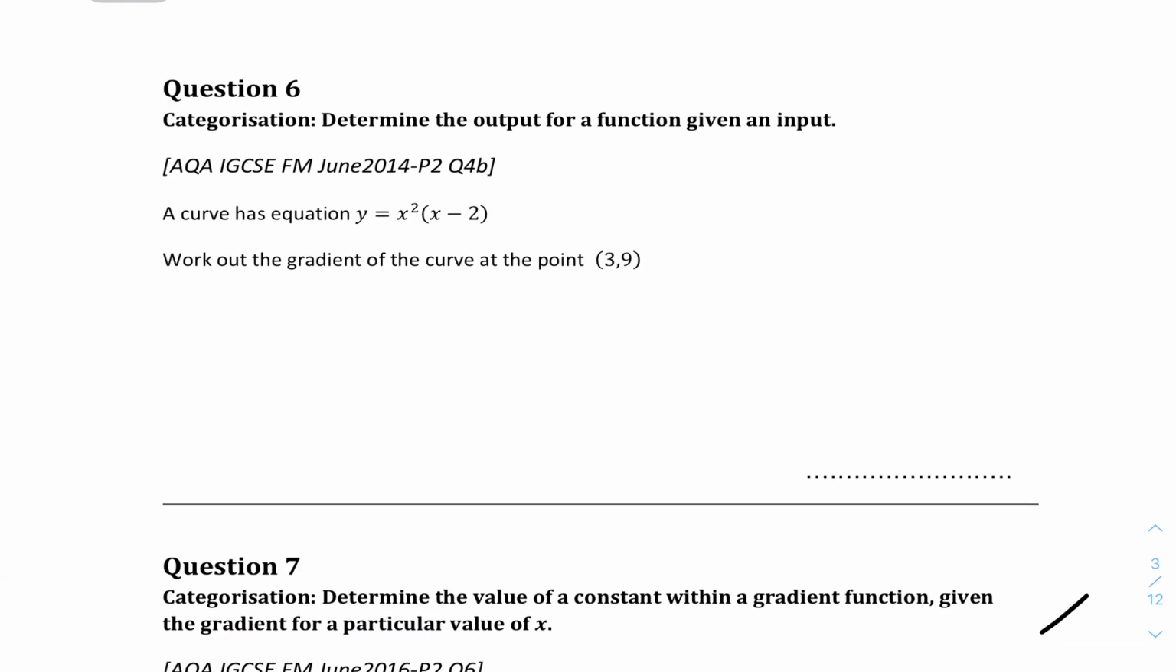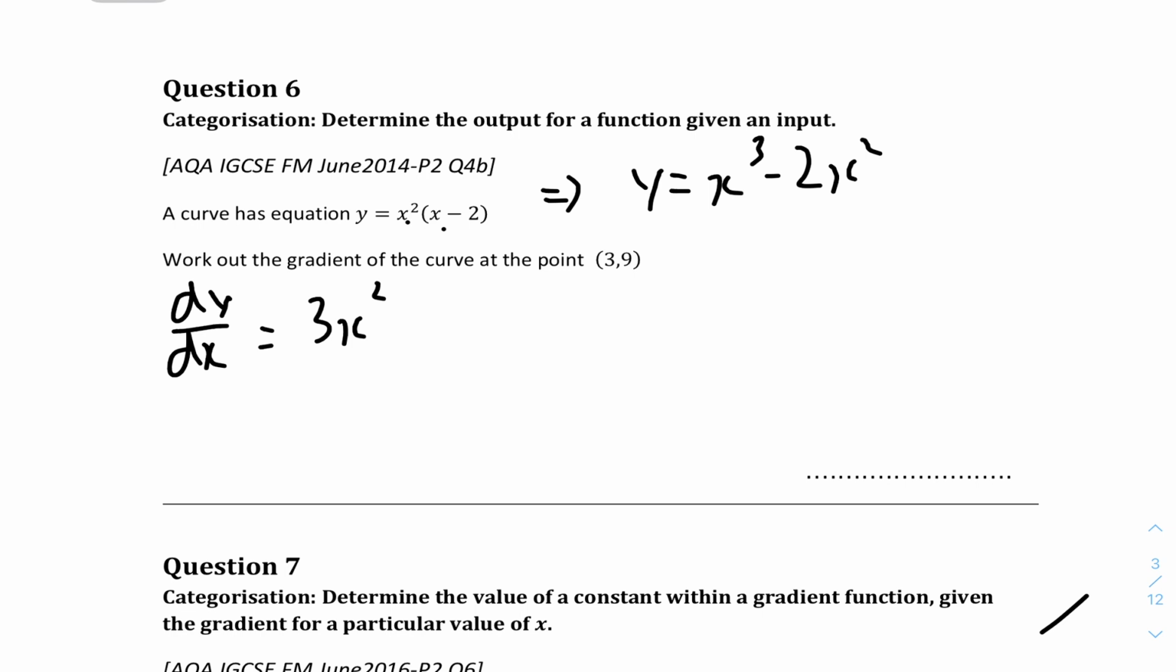And question 6, a curve has equation y equals x squared times x minus 2. Work out the gradient of the curve at the point 3, 9. So we first have to differentiate this, and I could just expand the bracket first, so it's much easier. So it'll be y equals x cubed minus 2x squared. So if I differentiate this, dy over dx will be 3x squared minus 4x, like so.